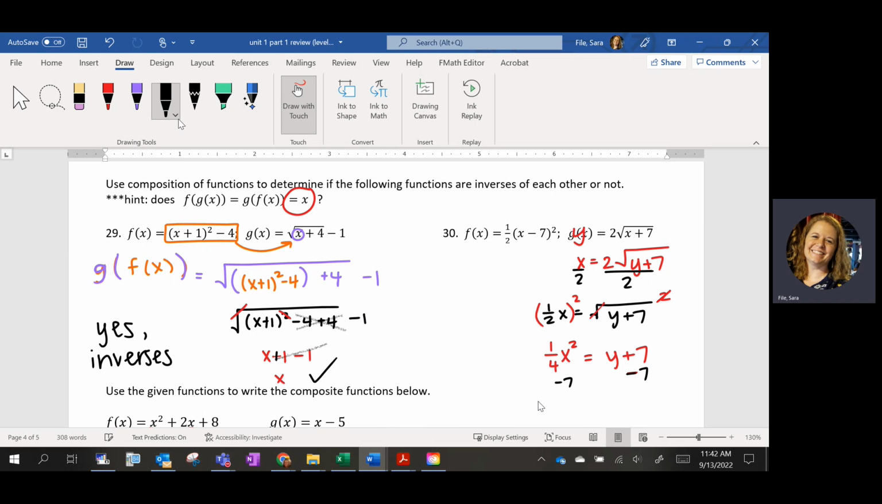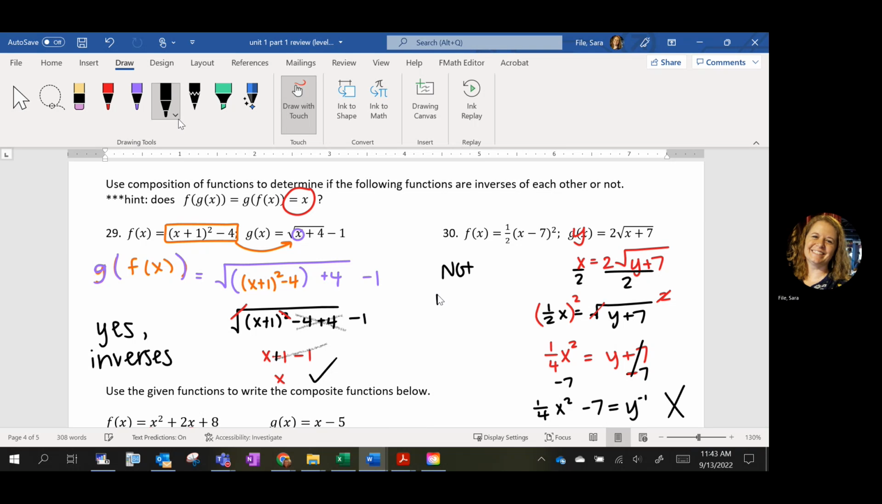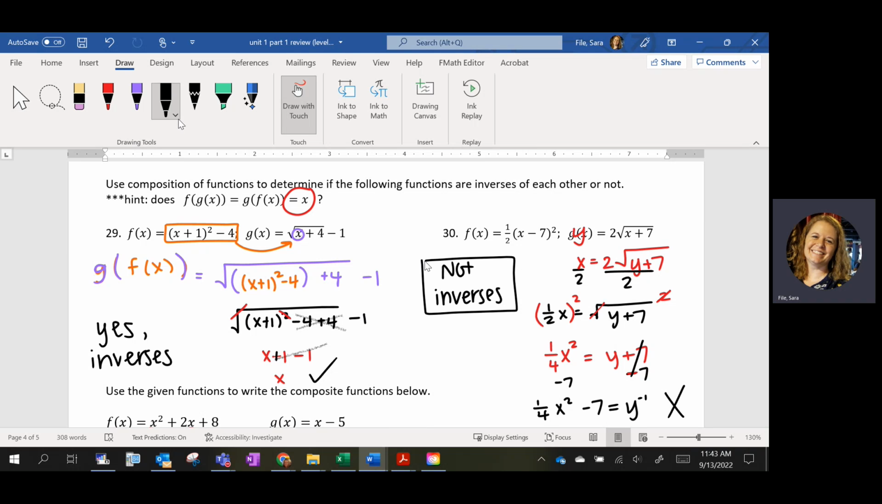So I would have 1/4 x squared minus 7 for the inverse. Does that match this other equation? No, it does not. So these are not inverses. So you can check it with composition, or you can just find one of the inverses algebraically and see if they match. You have the options there. Okay, I've already done these composition questions in another video, so I'm going to stop this video here.